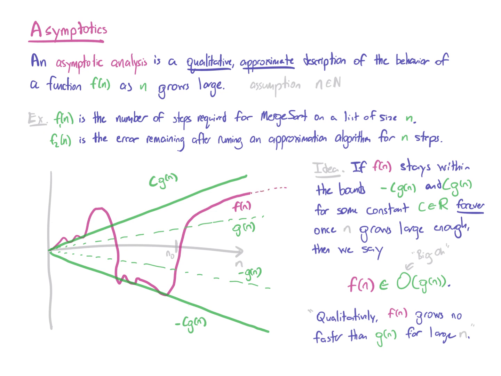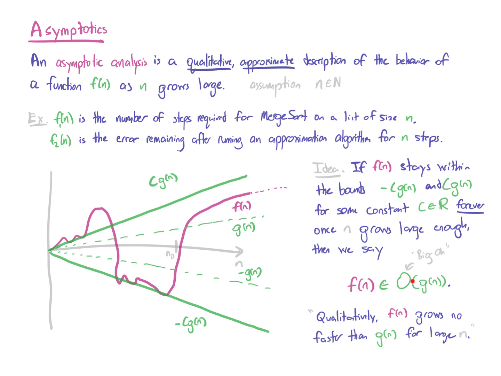If this is true forever and ever, once n grows large enough, so in other words, we're only thinking about n past this point here, whatever it might be, so past here in this region is our definition of large enough. If that's true, then we say that f of n is in the set of big O of g of n, or simply f of n is big O of g of n.